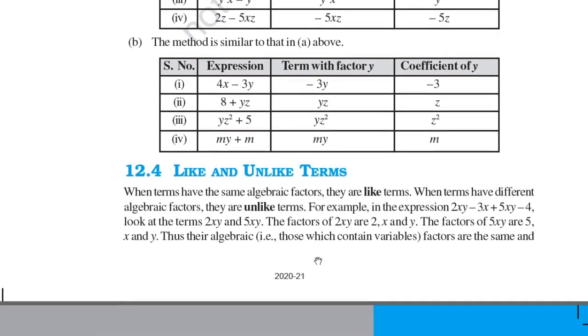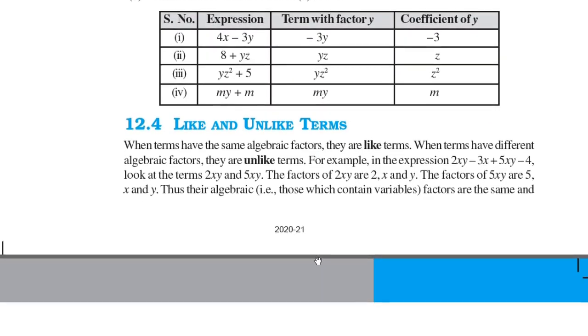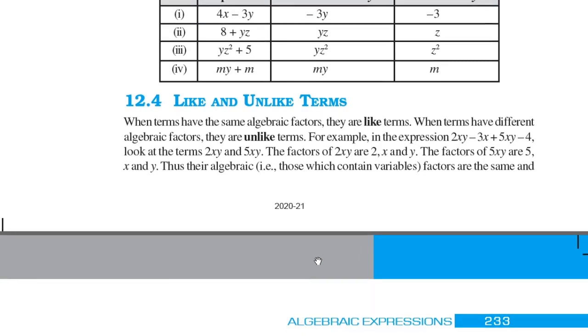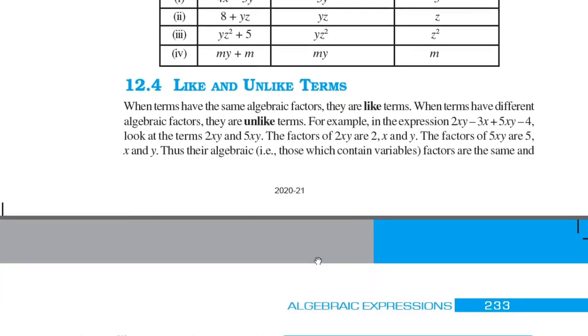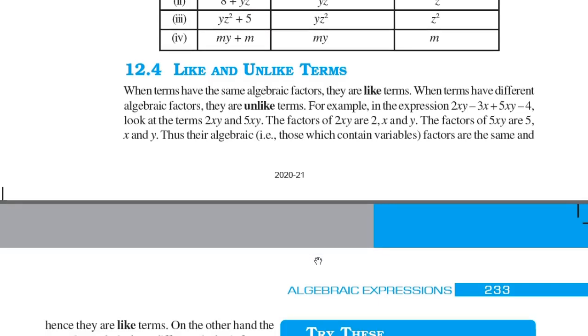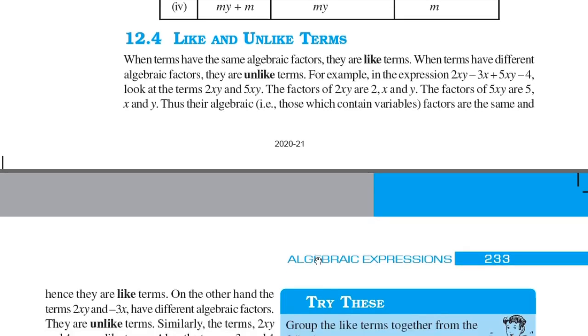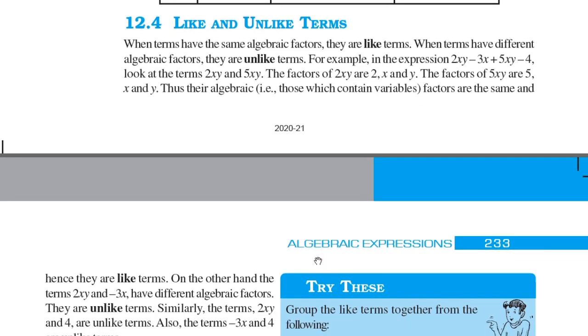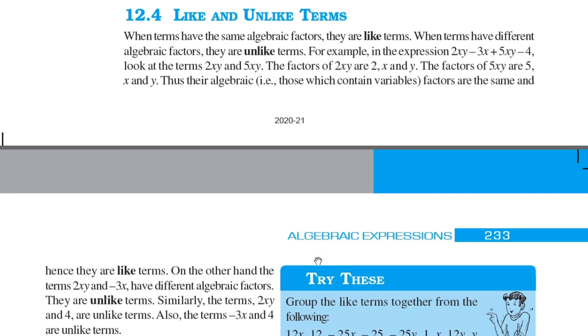Very easy. 12.4 Like and unlike terms. When terms have the same algebraic factors, they are like terms. When terms have different algebraic factors, they are unlike terms. For example, in the expression 2xy minus 3x plus 5xy minus 4, look at the terms 2xy and 5xy. The factors of 2xy are 2, x and y. The factors of 5xy are 5, x and y. Thus, their algebraic factors, those which contain variables, are the same, and hence they are like terms.